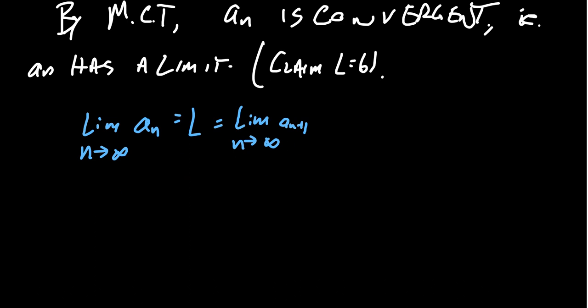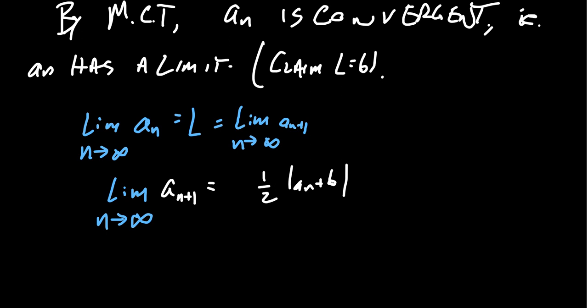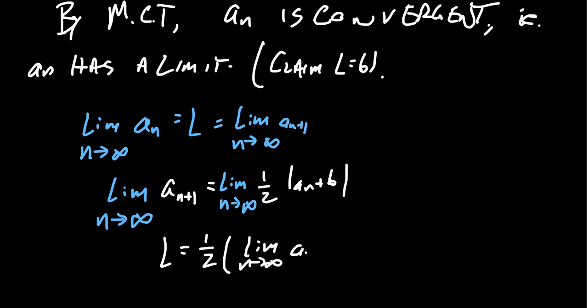Take the recursive relation a_{n+1} is equal to 1/2 a_n plus 6. We are then going to take the limit as n goes to infinity on both sides. On the left-hand side, it'll converge towards L, whatever that limit is. And by limit laws, on the right-hand side, we're going to get 1/2 times the limit as n goes to infinity of a sub n, and we're going to add 6 to that, which becomes 1/2 L plus 6.